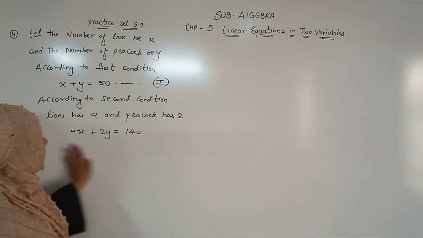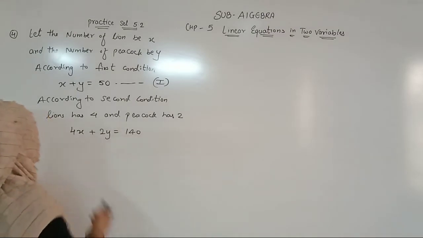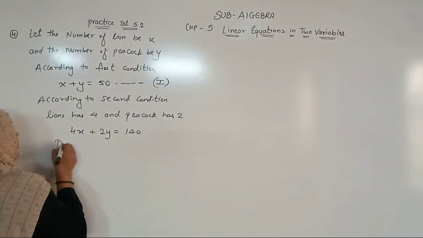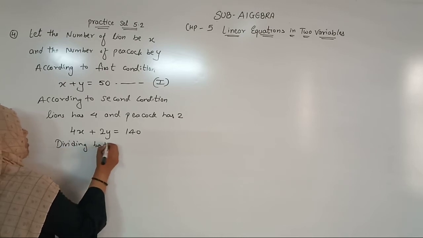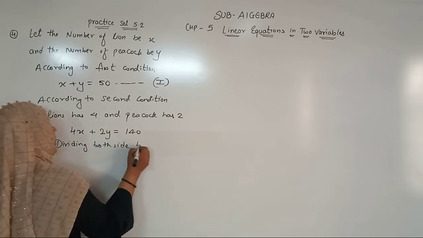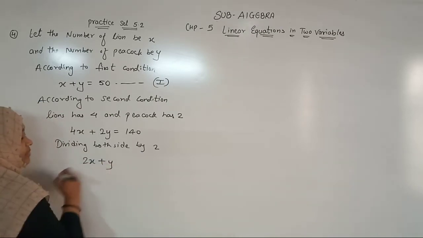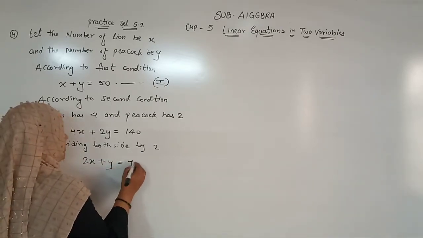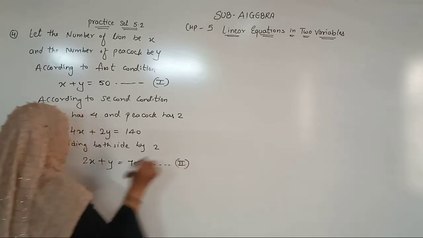Done? Now students, can I make this equation in reduced form? Yes, we can do that. So I will divide both sides by 2. So 4x divided by 2 gives 2x, 2y divided by 2 gives y, and 140 divided by 2 is 70. So that is my equation number 2.